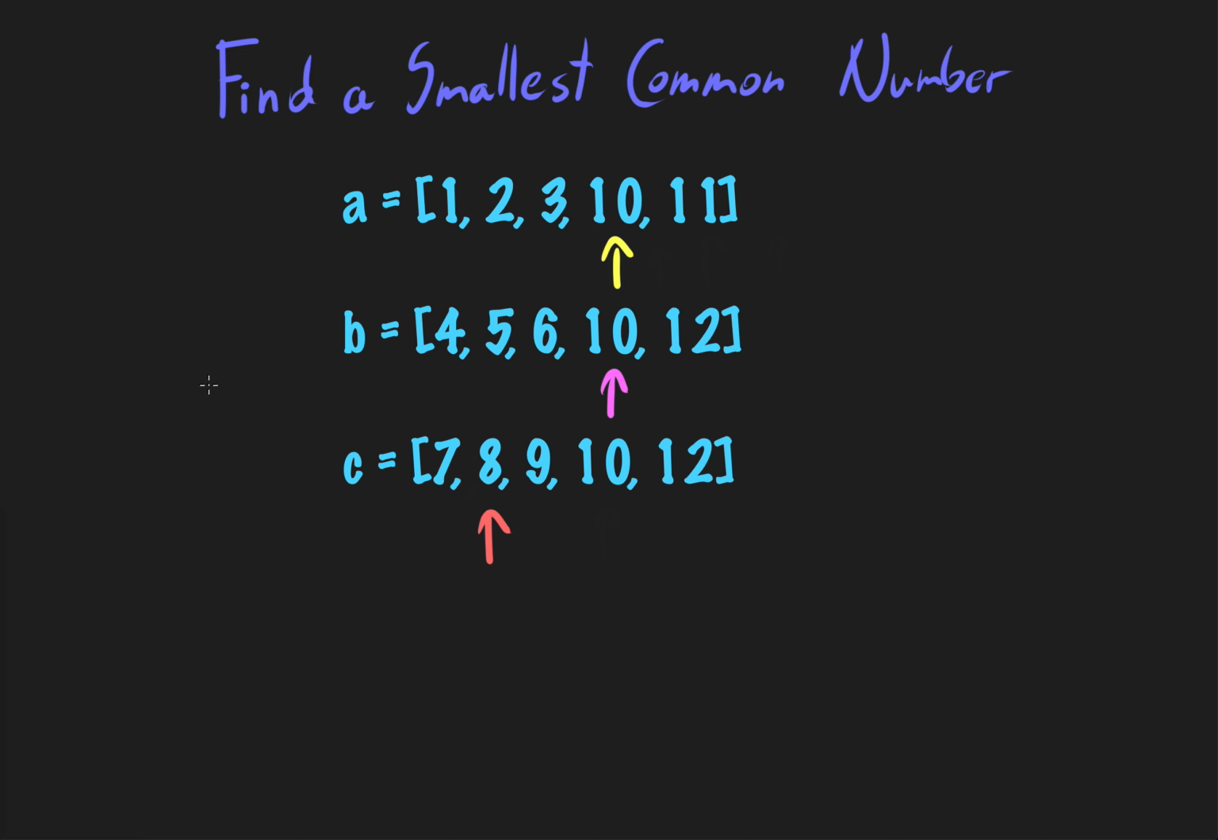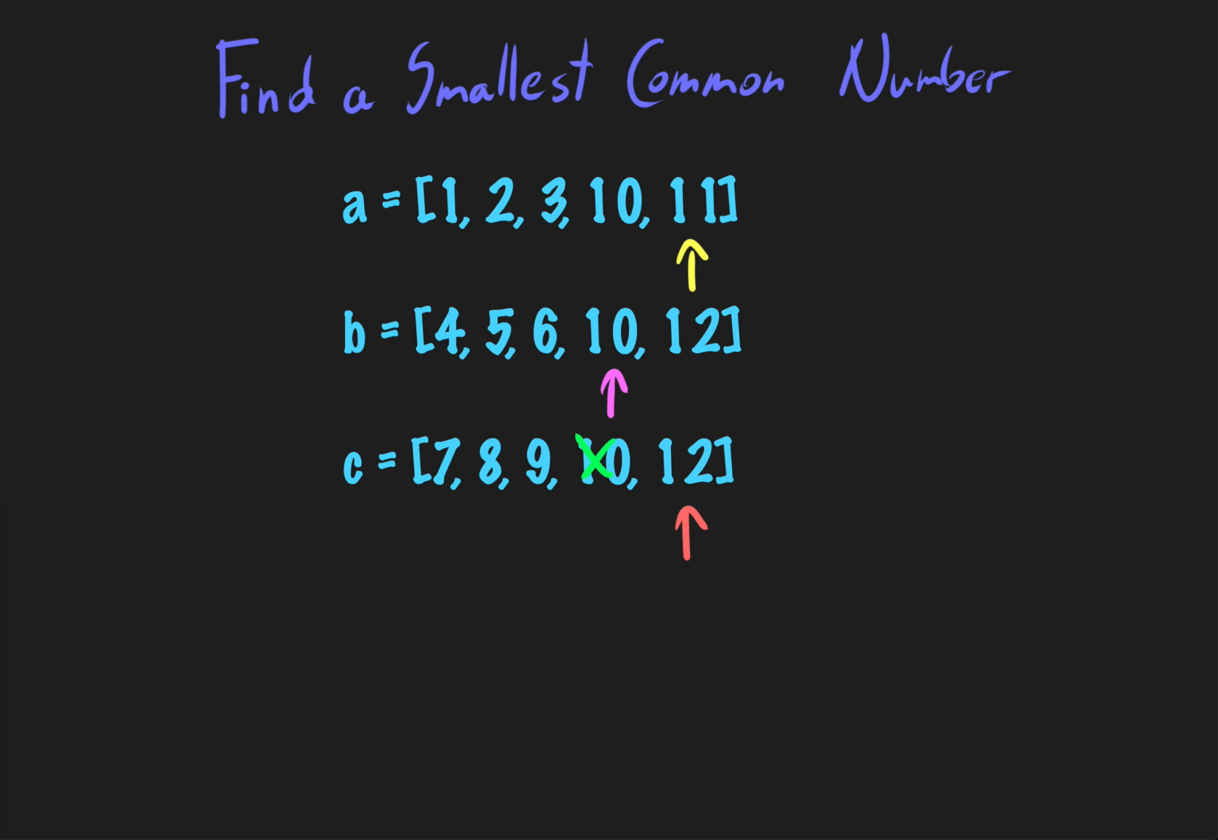Right now it's 7, 9, and 10. Now we see that all the numbers are the same, so we can return 10 in this case. But let's say our numbers don't have 10 anymore. What we would do is advance the yellow pointer, like this. Now our red pointer can point to 12.